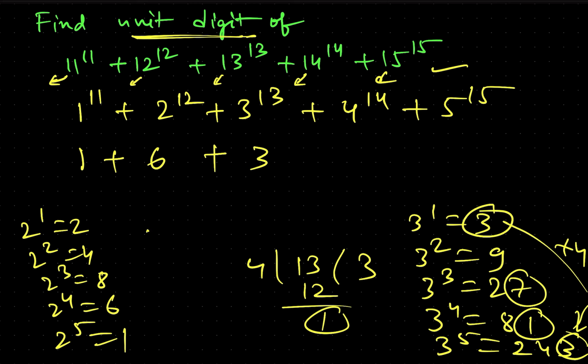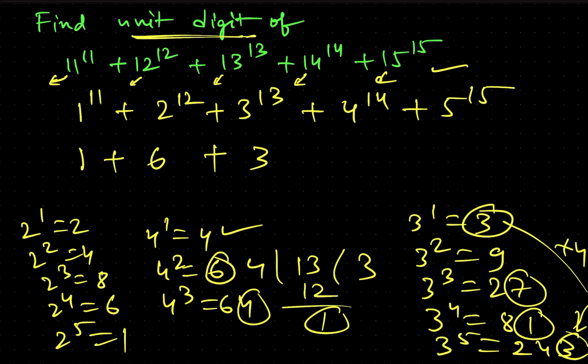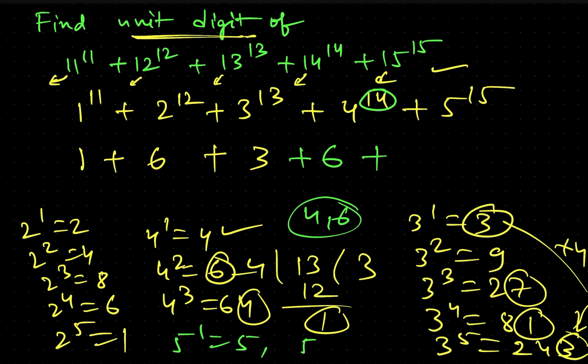Similarly for 4, 4 squared is 16, so we get 6 at the final unit place. 4 cubed is 64, so again we get 4. So we will get either 4 or 6. Here the cyclicity of 4 is either 4 or 6. When the power is odd we get 4, and when it is even we get 6. Here we have an even power, so we will get 6. And for 5, at any power of 5 we get 5 only at units place, like here also 25, so we will get 5.